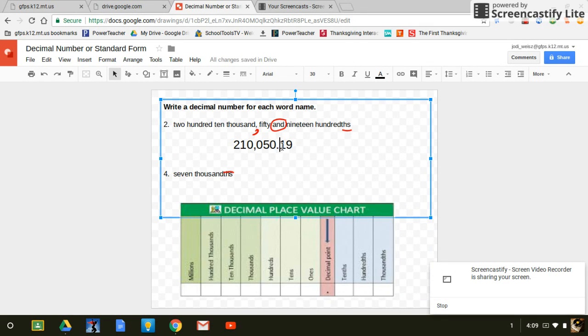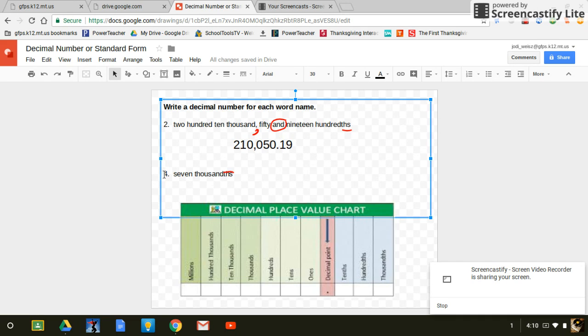And right now, I have 19, and I'm going to say the place value that it's in, the second one over, 1, 2. So 19 hundredths. That is the correct way of writing 210,050 and 19 hundredths in either decimal number or what we like to call in class standard form.